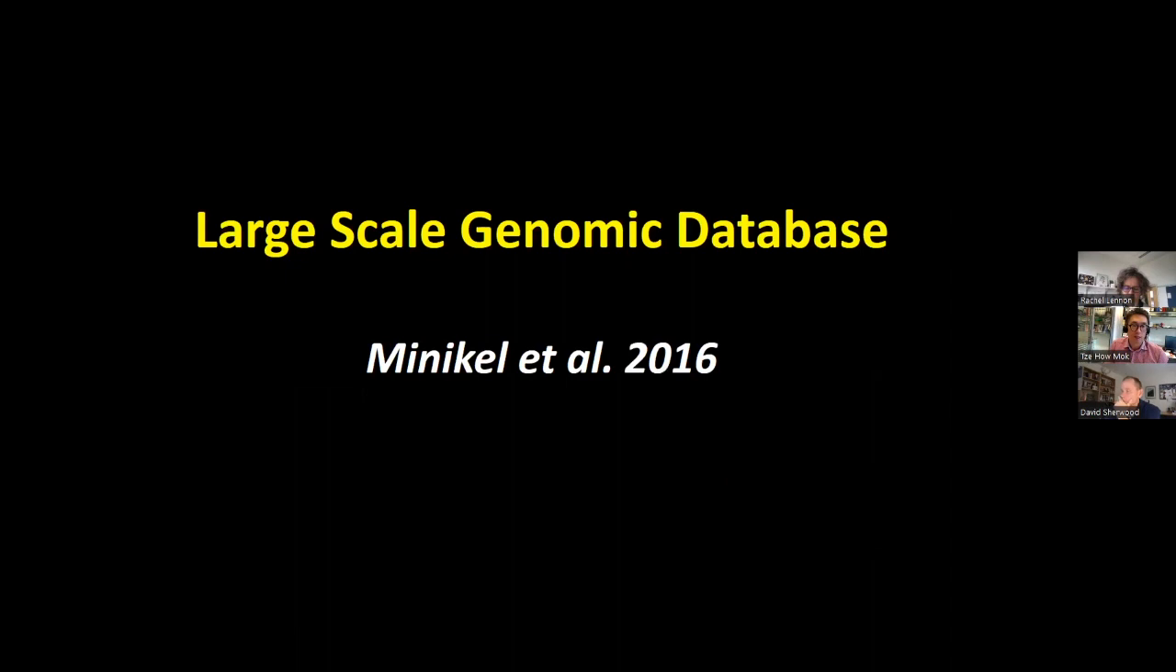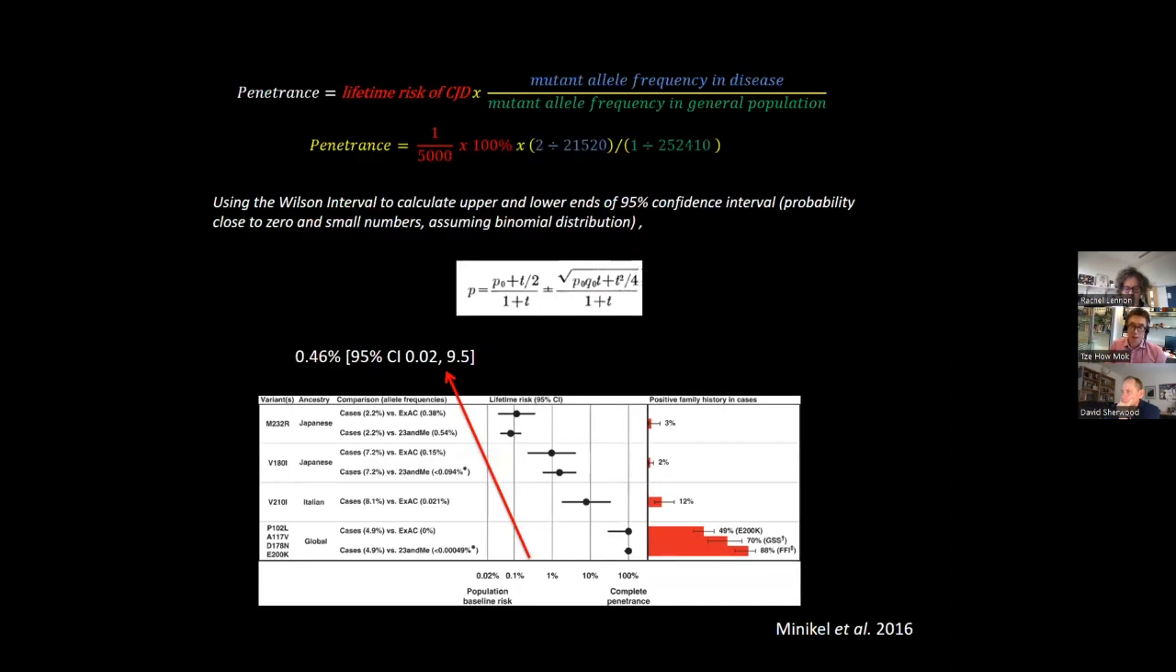formulation? At around the same time, Eric Minikel and his group published a worldwide collaboration on quantifying prion protein gene variant penetrance. And within this, you could calculate the penetrance by using the lifetime risk of CJD, which is 1 in 5,000, multiplied by the variant allele frequency associated with disease divided by the occurrence of these mutant or variant alleles in the general population.